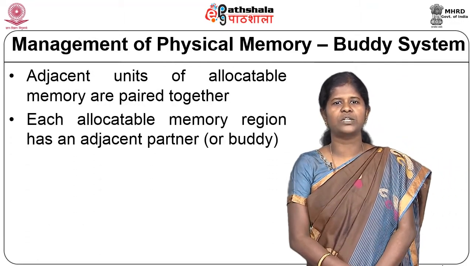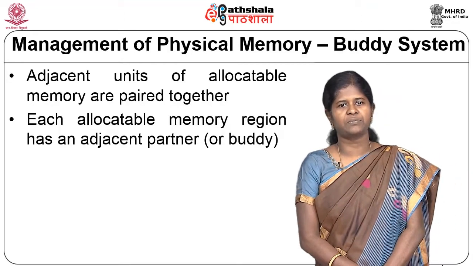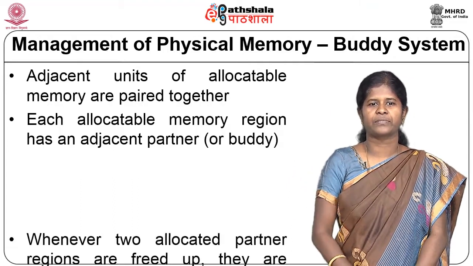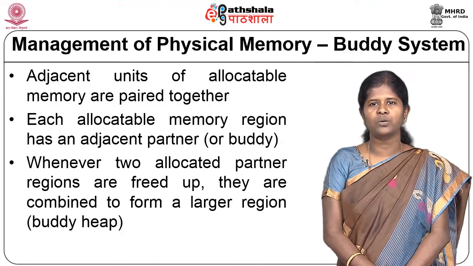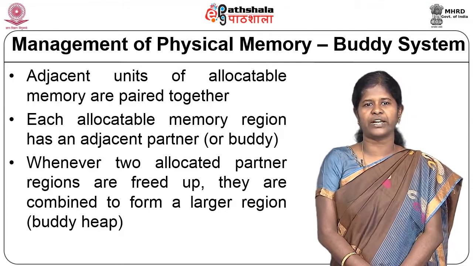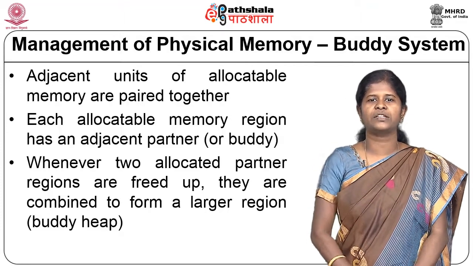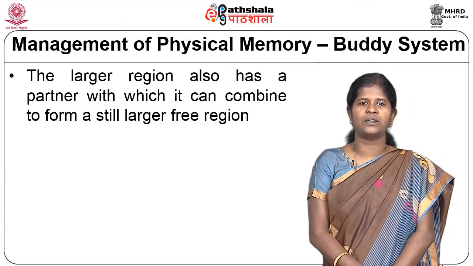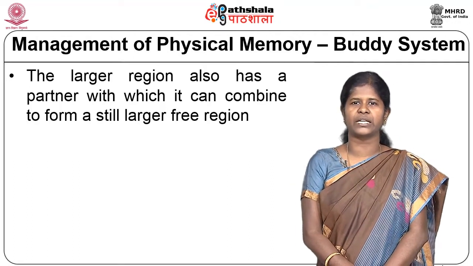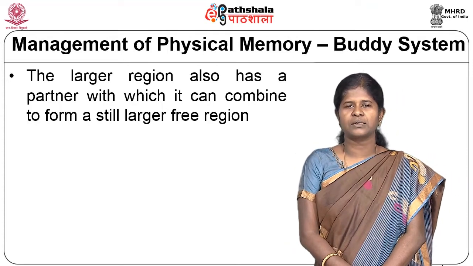When you have adjacent units of allocatable memory, those are paired together, and each allocatable memory region has got an adjacent partner which is called a buddy. So, whenever there are two partners or two nearby allocatable memory regions which are getting freed up, then they are combined together to form a larger single region, and it is called a buddy heap. The larger region also has got a partner with which it can combine to form a still larger free region, and so on. So, the adjacent regions are called partners or buddies.